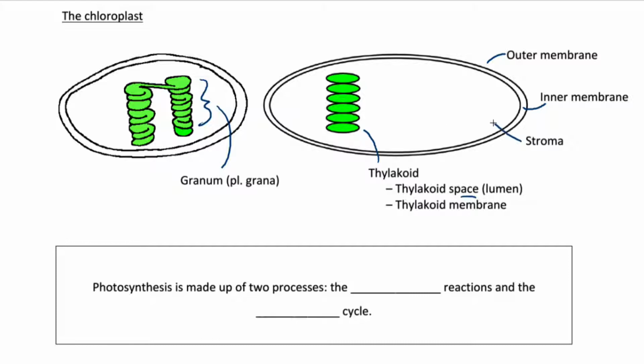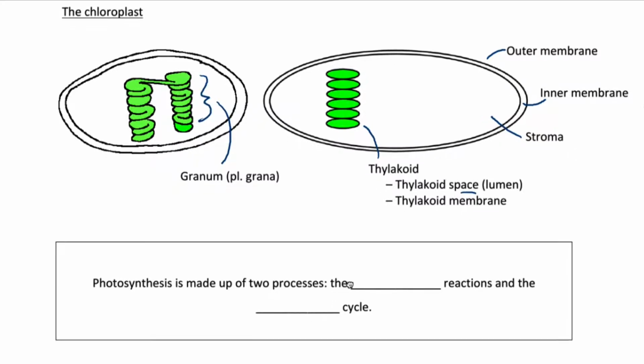And the fluid inside the chloroplast is called the stroma. Remember that in cellular respiration we saw that the fluid or the cytoplasm-like stuff inside a mitochondrion was called the matrix. Here the equivalent is the stroma inside the chloroplast. So that's the chloroplast and the structures within it.